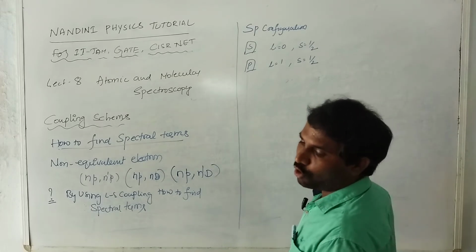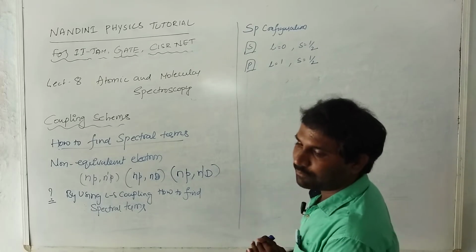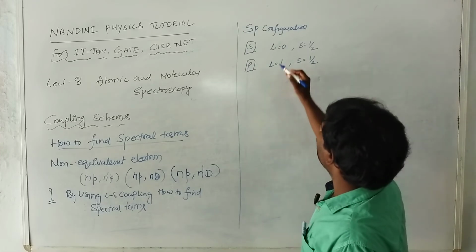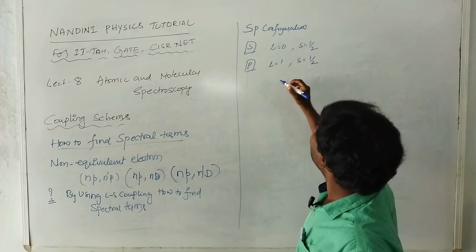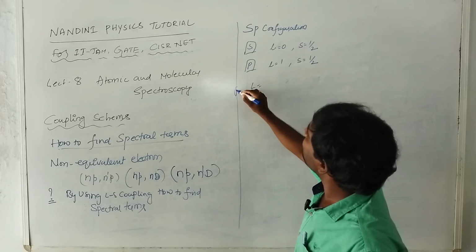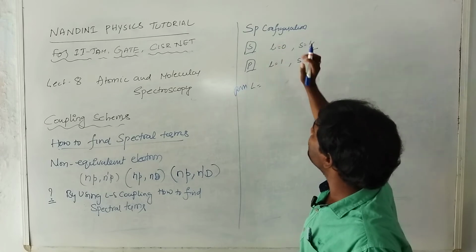So in this non-equivalent case, I use LS coupling because I want to find out the total angular momentum from this set. Okay, so what are the L values? The total L value: first of all, I will find the possible values by using these two states.